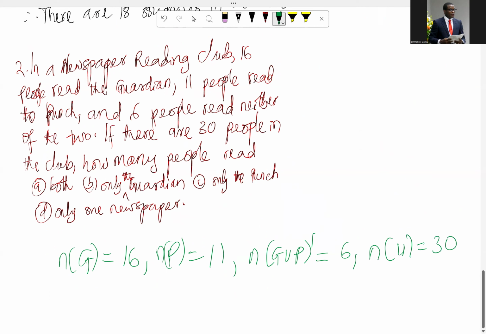So what do we need? We need those who read both, that's the cardinality of G intersection P. Only the Guardian, that's G intersection P prime. And then only the Punch, that's G prime intersection P. And only one newspaper, that is only Guardian plus only Punch. That's what that is about.